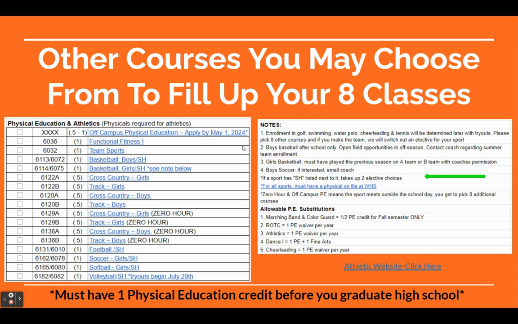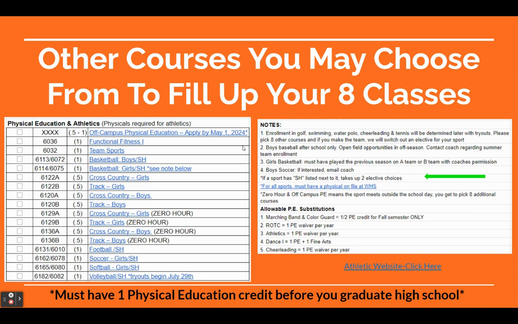Functional fitness. This is one of our traditional PE courses. Functional fitness is a high intensity cardio strength building class versus team sports is our other traditional PE class. Team sports is what I call PE light. It's more like we might play volleyball for a week. We might walk the track one day. We might do dodgeball one day. So it's more activity based versus functional fitness is more strength training and cardio.